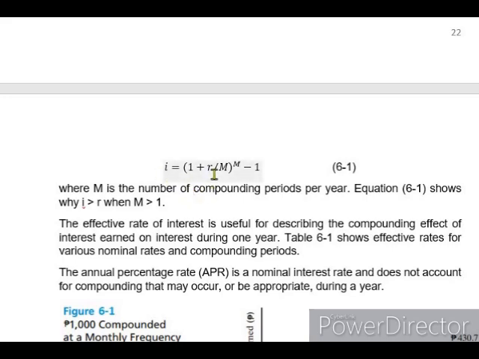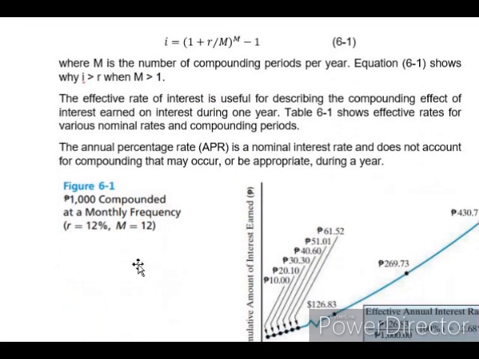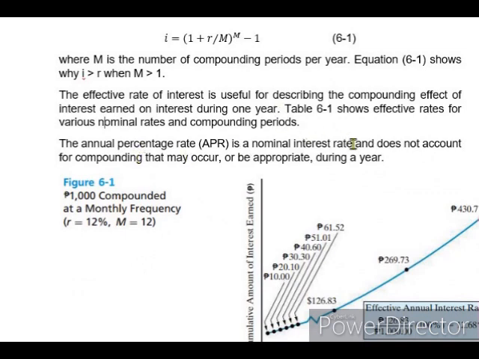So, the relationship between effective interest, I, and the nominal interest, R, is, so ito, pinaka-equation natin, 6-1. I is equal to, kapag given yung R, okay, where M is the number of compounding periods per year. So, equation 6-1 shows why I, so, bakit yung I greater than kay R. Okay? Or yung effective or yung actual interest rate ay greater than yung kay nominal, when yung M naman ay greater than sa 1.